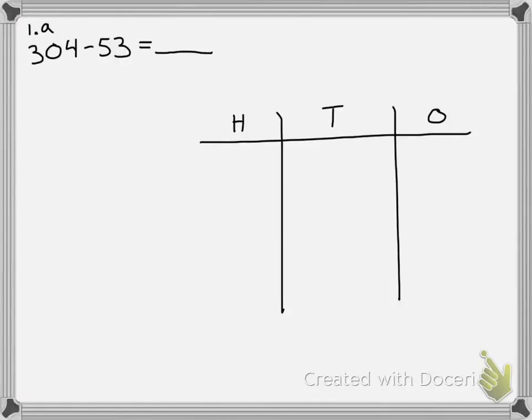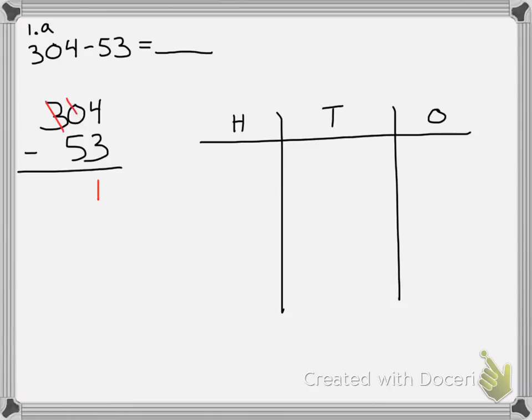Alright, so what we see with problem 1a is that we have 304 minus 53. So I'm going to go ahead and work this out vertically first. So I have 304 minus 53, so I have 4 minus 3, which is pretty straightforward. That's just a 1. Then I have 0 minus 5, which obviously I can't do.